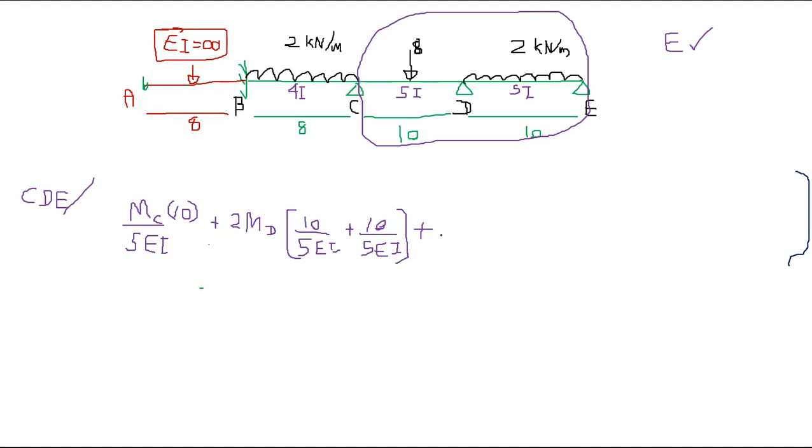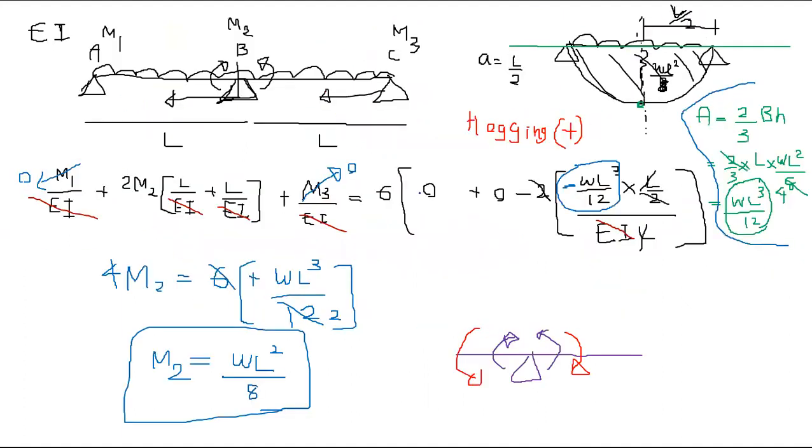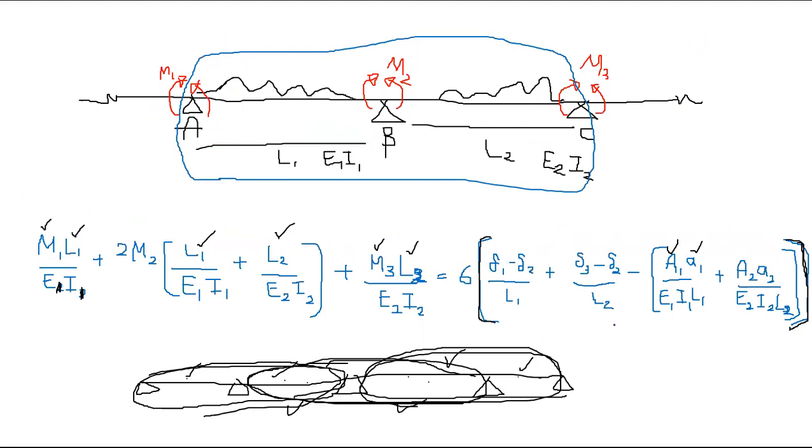Plus ME, 10 over 5EI, right? Again, there's no settlements. So the first two settlement terms are 0. So I won't write that. So then there will be negative this term, right? I will write this term only. These two terms are 0. This is 0 because each settlement is 0.